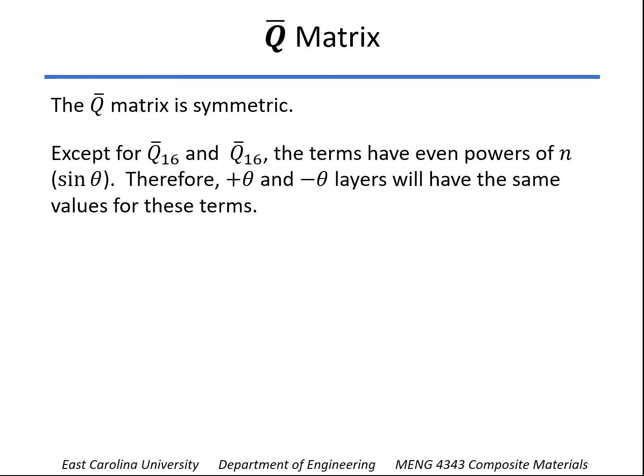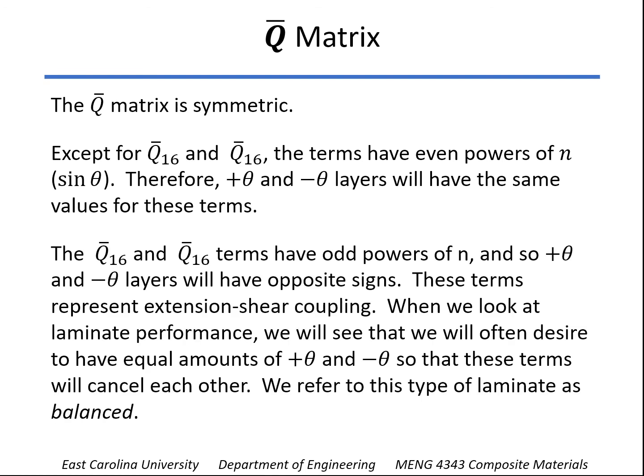And so what that means is that for all of those terms, the plus theta and the minus theta will have the same values. But for Q bar 16 and Q bar 26, with the odd powers, the sign is going to be either positive or negative. And so those, remember what those terms represent: extension, shear, coupling. So if we have equal amounts of a plus theta and minus theta material, those terms end up canceling each other out. So we call that a balanced laminate. So if you pull this in tension, say in the x direction, you won't get any in-plane shear as long as you're balanced, and these terms will cancel each other out.